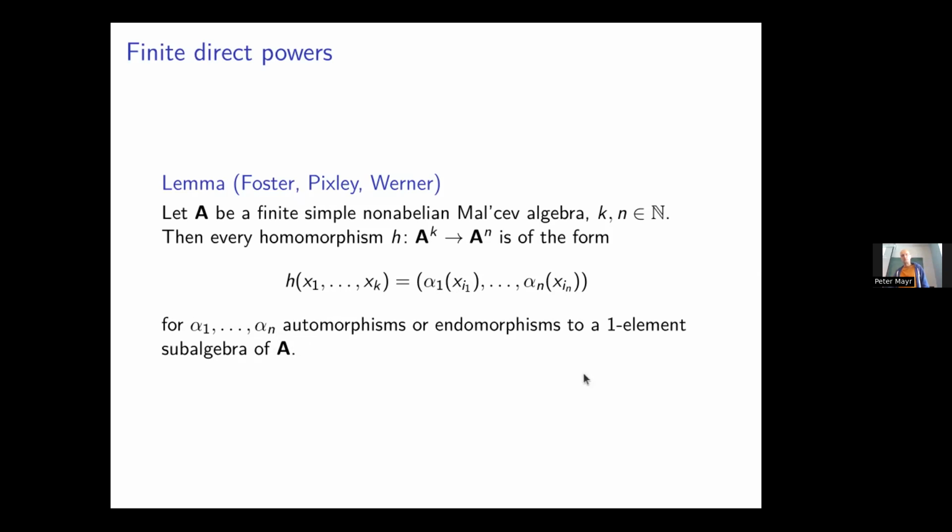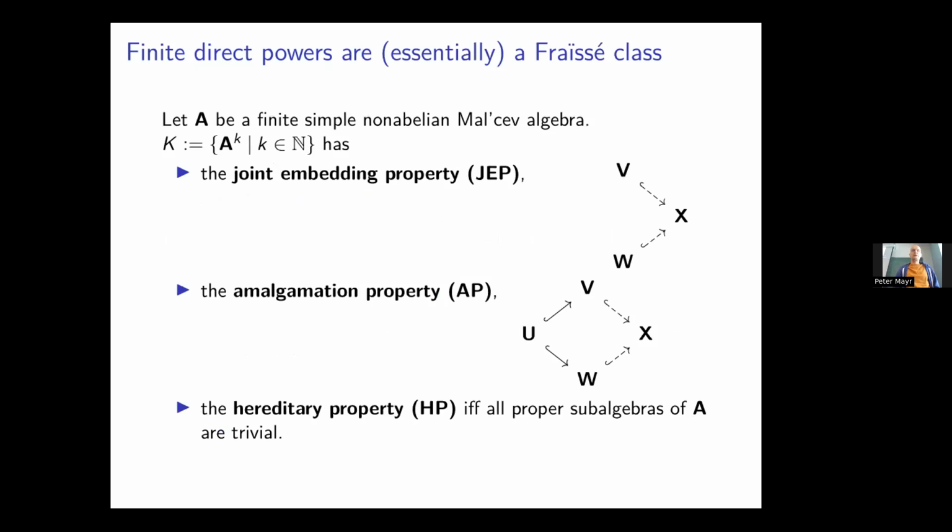So that you can split up all homomorphisms this way is not hard to show, but it's just an example of how rigid these direct powers are. And if you know that, then you can see that the class of finite direct powers has amalgamation. Right? So this is almost a Fraïssé class. Let's just review these notions.